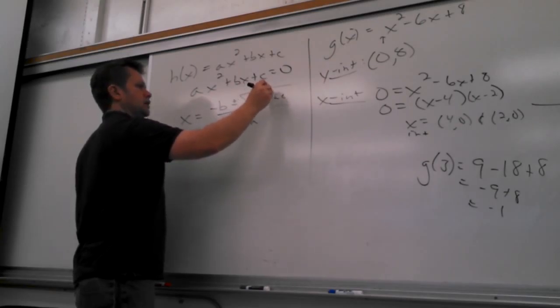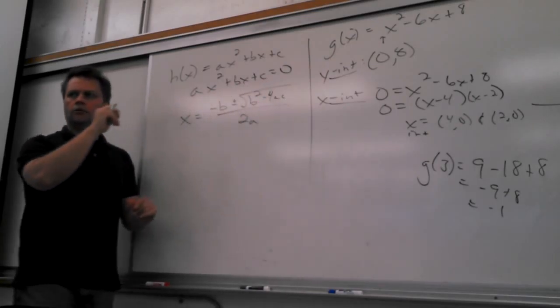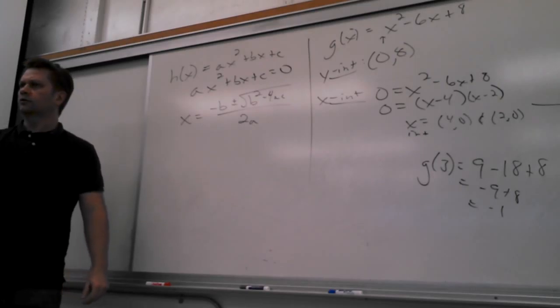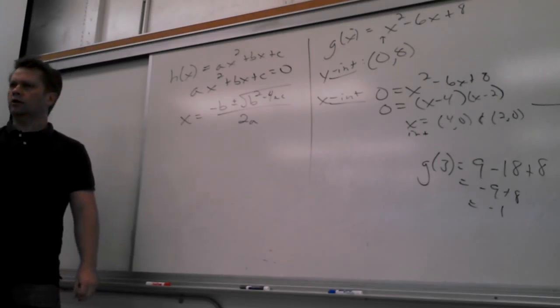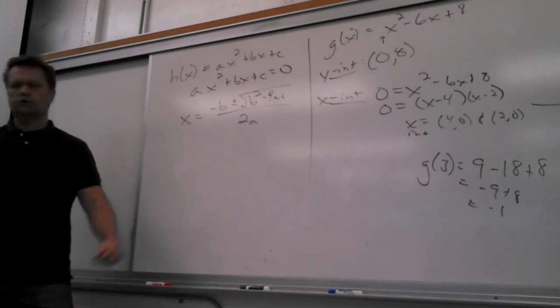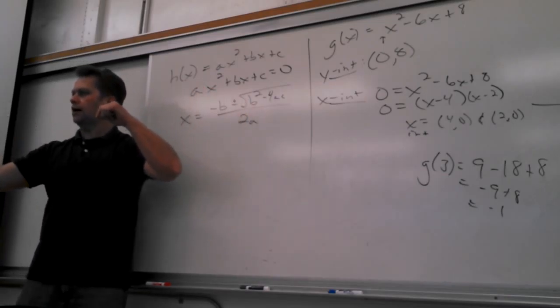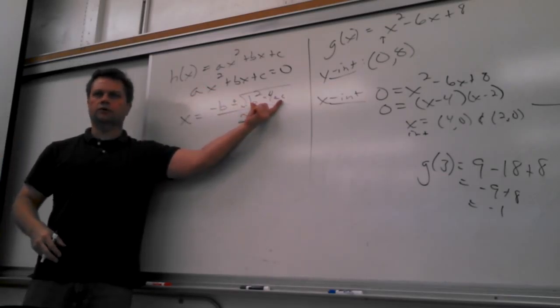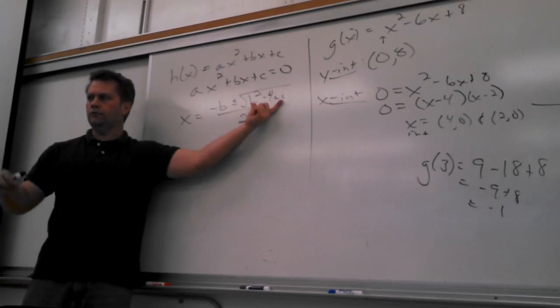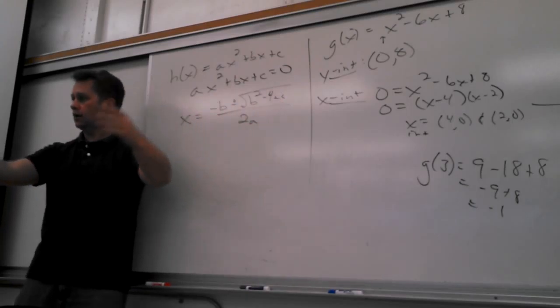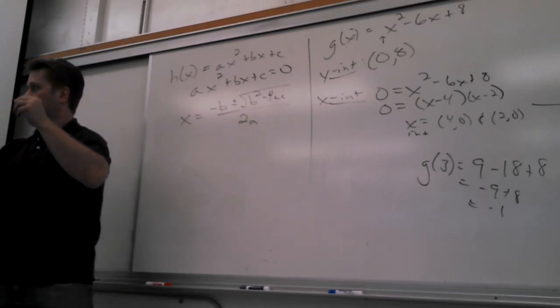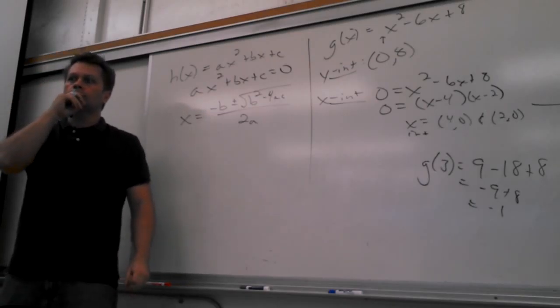Hey, real quick, while I've got this sitting up here, what's the only way this could come out complex? How could this come out imaginary? Why would there be an i? If what's true about this number? If this number is negative. So if b squared minus 4ac comes out to be negative, you're going to get complex answers, right?